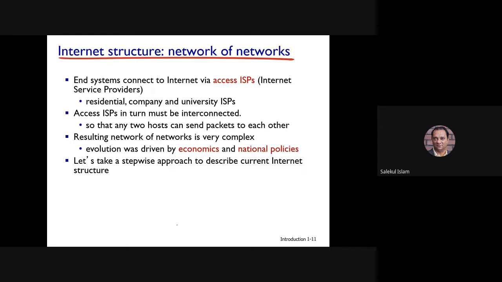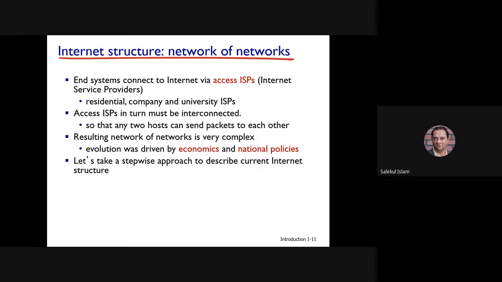Okay, now we want to look at the structure of the internet. The internet is known as a single network, but it is a network of networks. That means it is a collection of hundreds and thousands of small networks. So the end systems are connected to the internet via the access ISPs. Okay, এগুলো আমরা আগেও ডিসকাস করছি যে access ISP কারা. For example, residential, company and university ISPs. So access ISPs in turn must be interconnected.